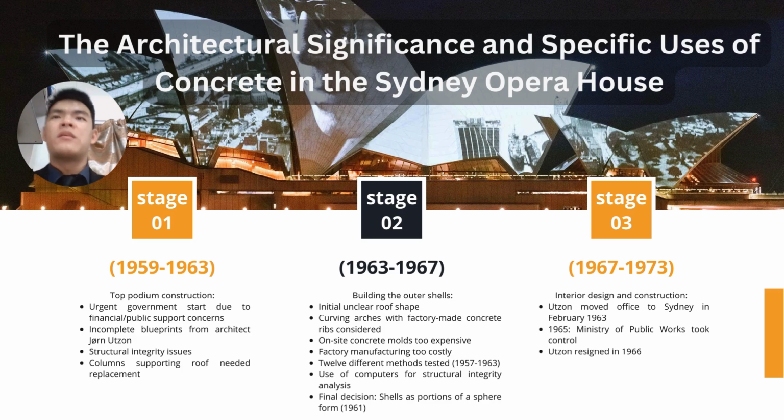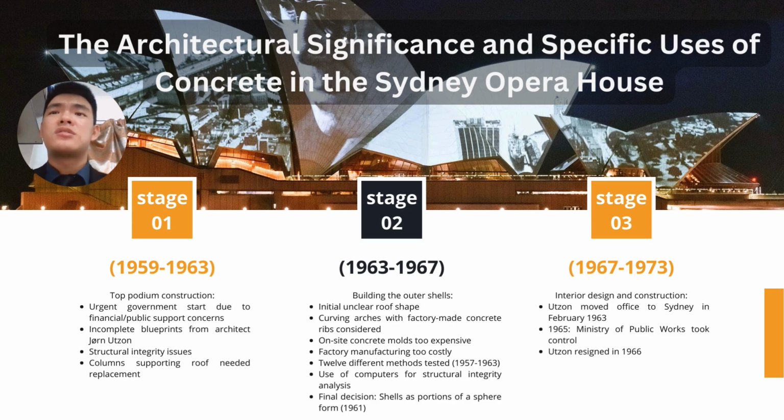In stage one, the government initially planned to start construction immediately due to financial and public concerns. However, architect Jørn Utzon had not finalized the blueprints, and the building's structural integrity was a major concern. Starting construction too early led to serious issues, including the need for roof column replacements.